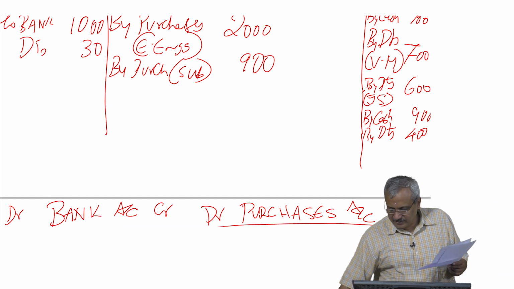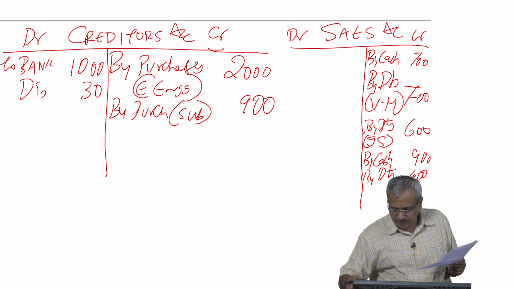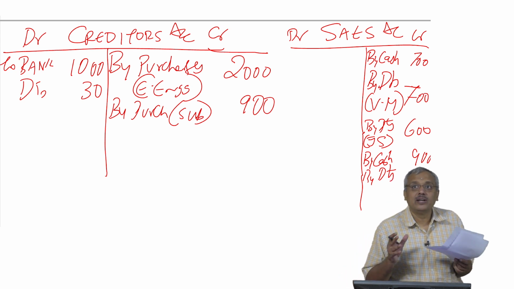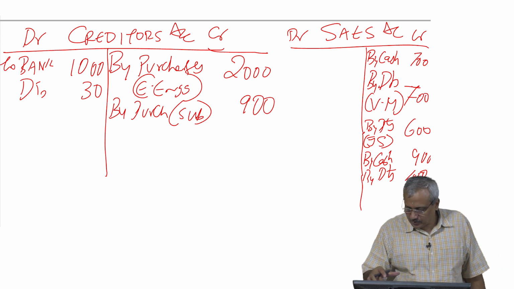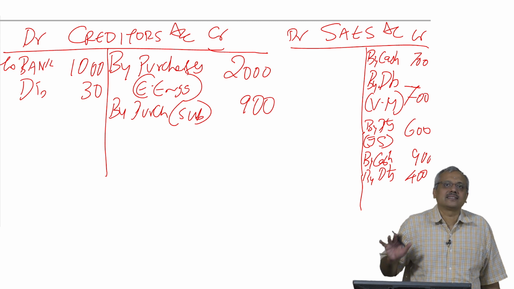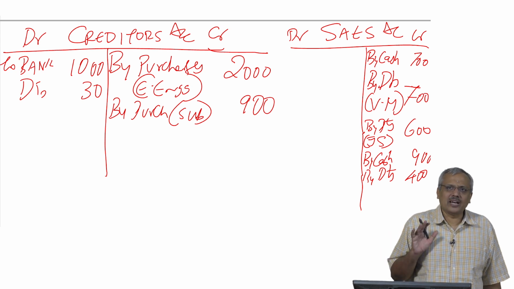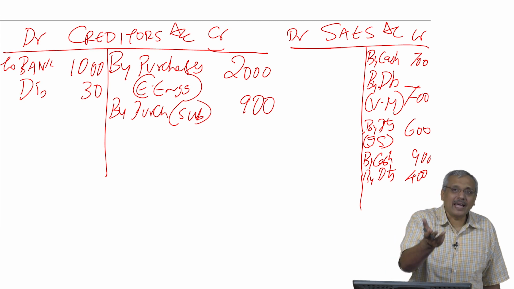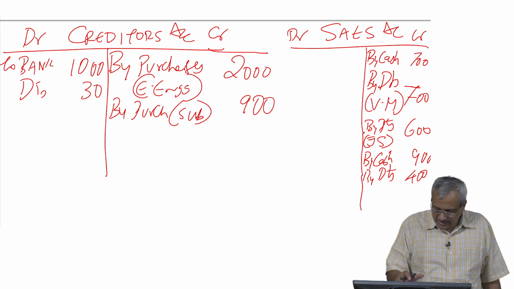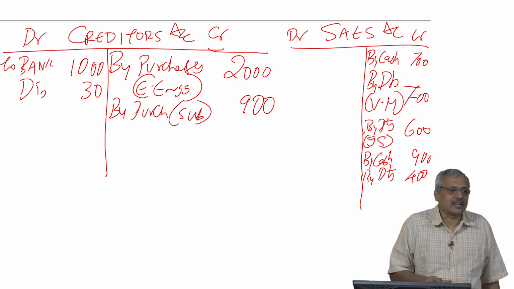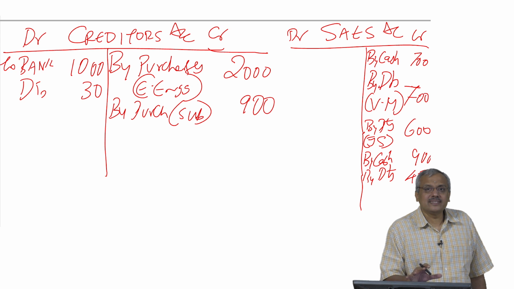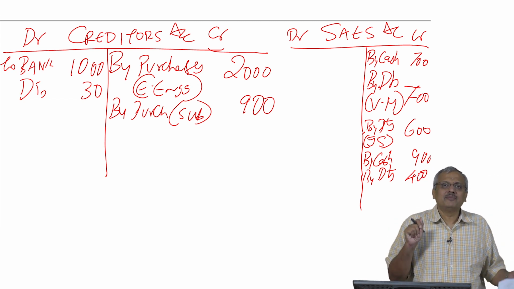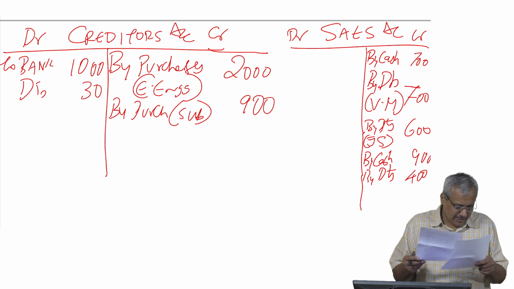Now if I want to know the total sales as of this date, it is 700 plus 700 plus 600 plus 900 plus 400. I do not have to go transaction by transaction to find the total sales. If I look at the creditors account, the total outstanding is 2000 plus 900 minus 1030. You now understand the purpose of the general account: I need to group all these things together and pull out the balance in each account.